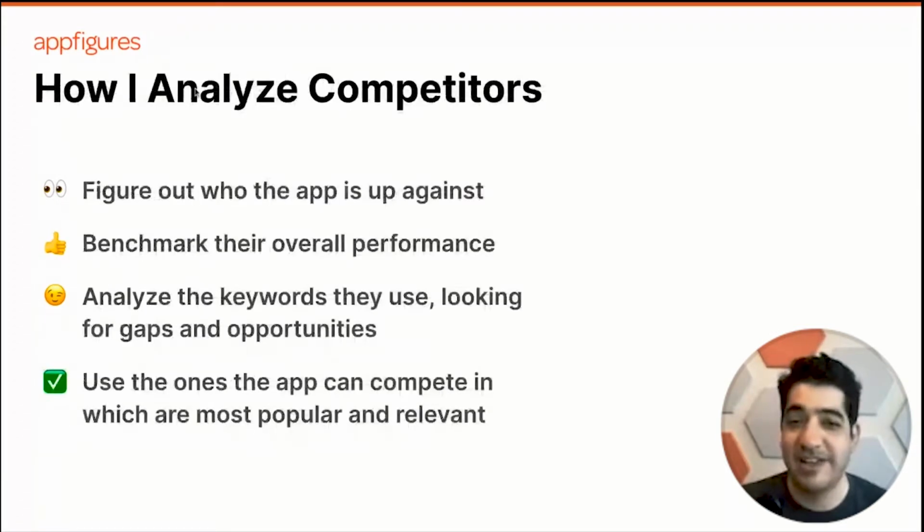Now, how I analyze competitors, and that's where it gets interesting. First, I have to figure out who the app is up against. And I say up against because your ASO competitors are not always the competitors that you would think of when you think about your features. And then I look at their performance and I try to understand what they're doing, what they're not doing, what they're trying, what they're not trying. I analyze gaps in keywords, meaning areas where I rank and they don't, or they rank and I don't.